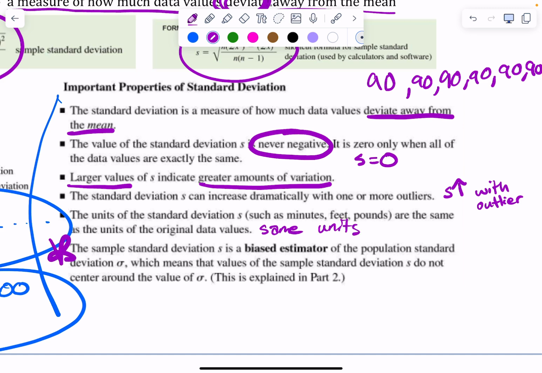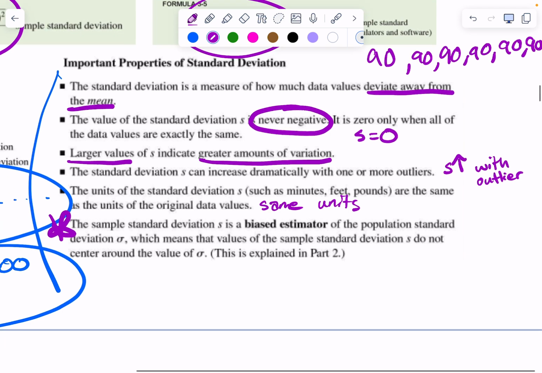And then we'll talk about the last bullet point, the biased estimator, later. Okay, good? Let's do some standard deviation.